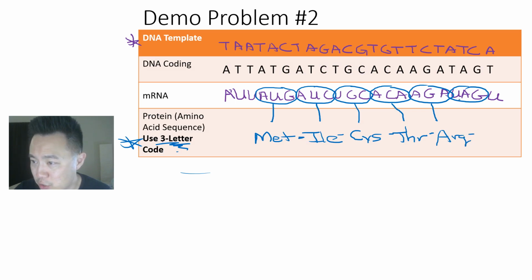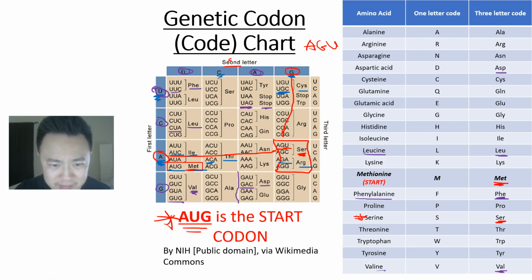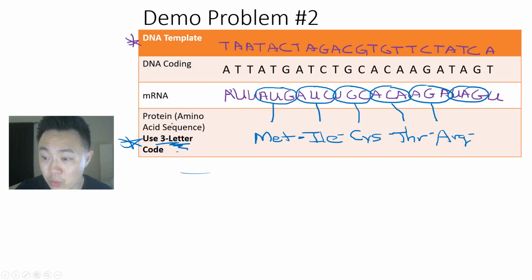And then lastly is UAG. What's that? U is here. Here's the first letter U. A is here. UAG. That's a stop codon. Okay, so we don't write anything technically, but just for completeness, we'll go ahead and write stop, but you're not supposed to write that.